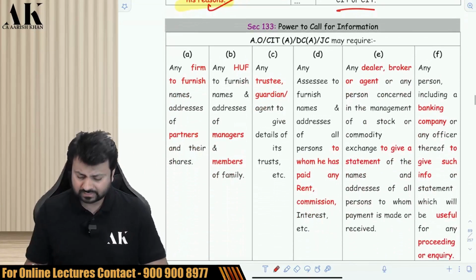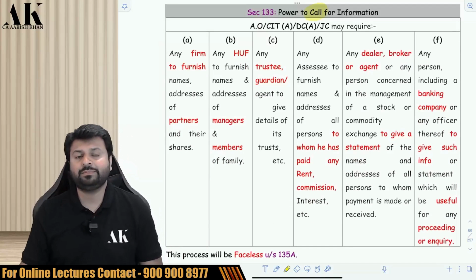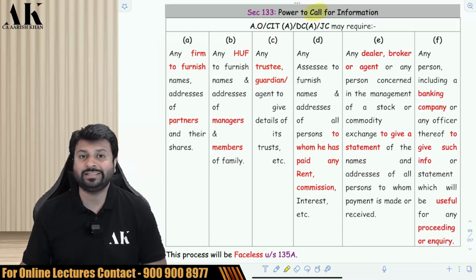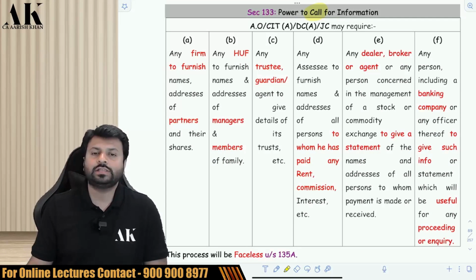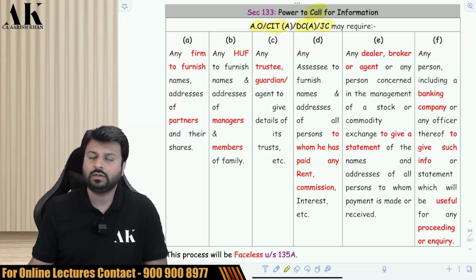Next, does the Income Tax Authority have the power to call for information? Yes, they have the power to call for information under section 133(6). And who has the power? AO has power, CIT Appeal has power, Deputy Commissioner Appeal has power, Joint Commissioner has power. What kind of power do they have? They can call for information. From whom? What kind of information?